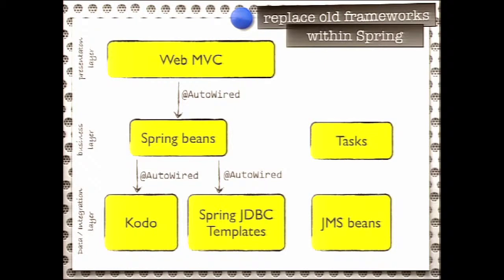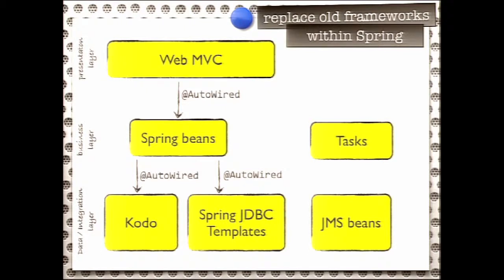So the real problem here is not Spring itself, but the frameworks around it. It's not Spring's fault that Kodo is deprecated now and Kodo doesn't exist anymore. It is Spring's fault that they deprecated Spring Web MVC, but for good reasons.